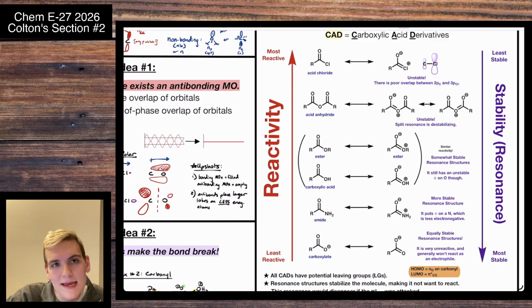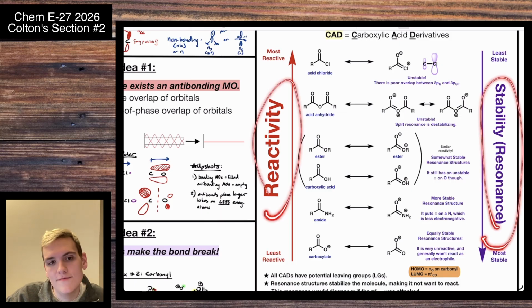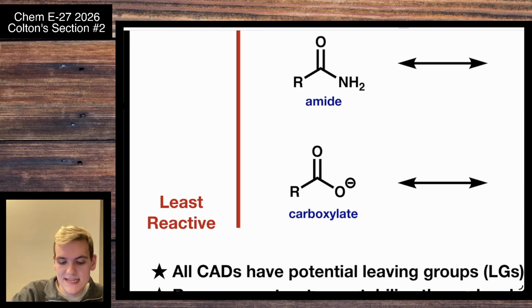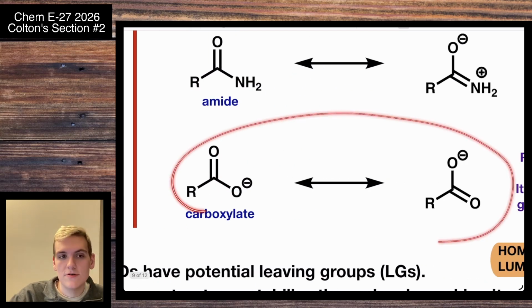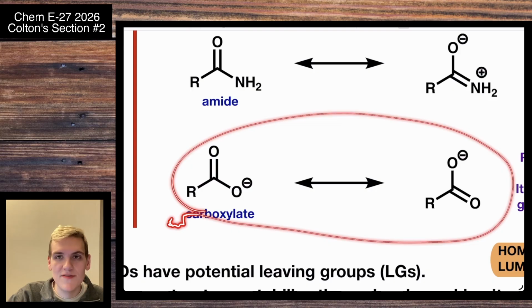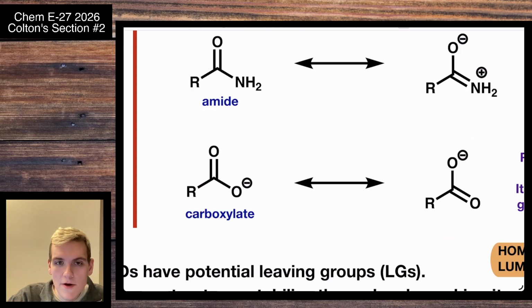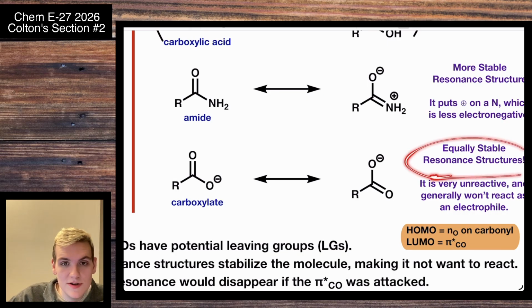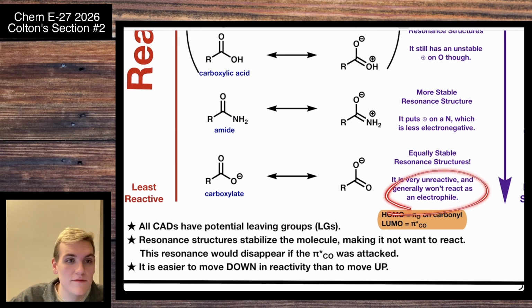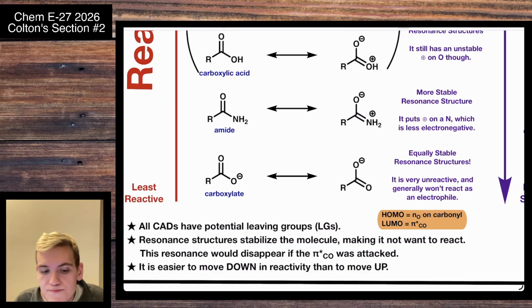And in CAD reactions, one of the biggest things that's important is thinking about how reactive our carbonyl is. So the reactivity of our carbonyl depends on the resonance that we have. So let's start at the least reactive. Our carboxylate here, when we do our resonance structure, is virtually identical. We have the same charges on the same types of atoms. And so these are equally stable resonance structures. This is not going to be very reactive because it's pretty stable.